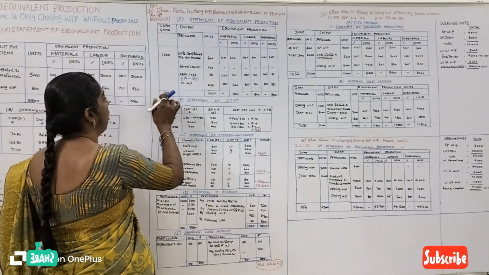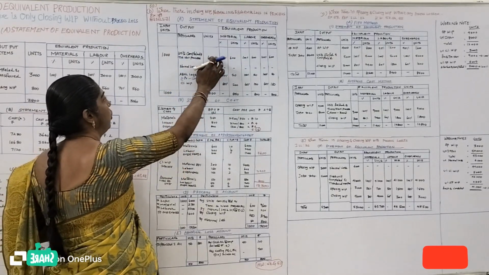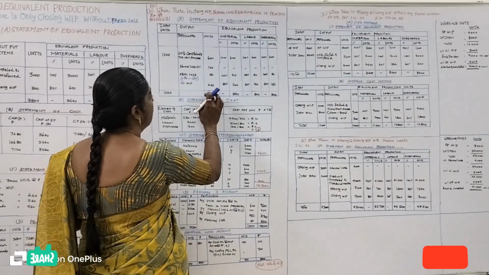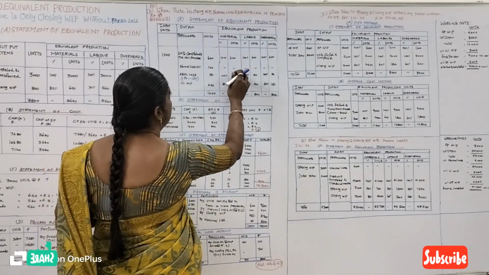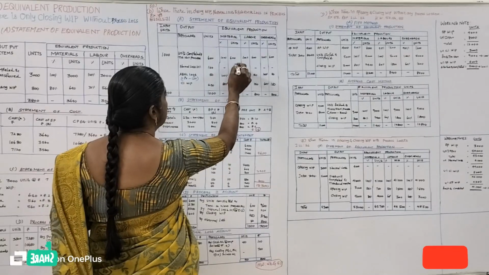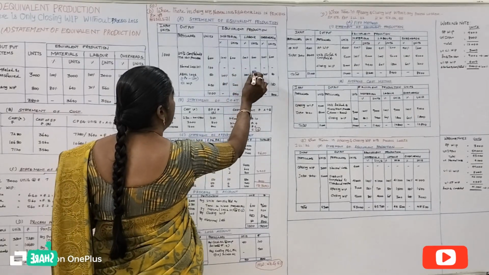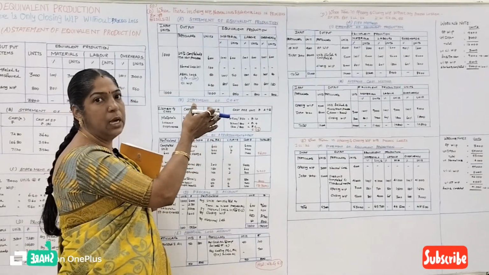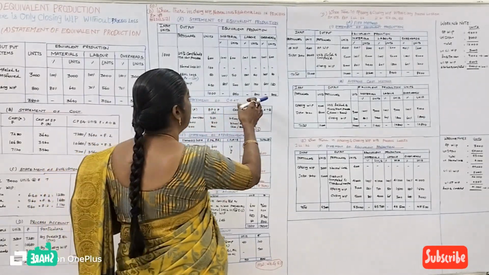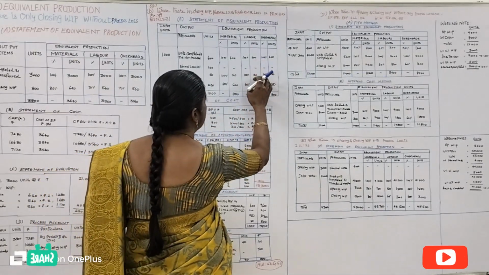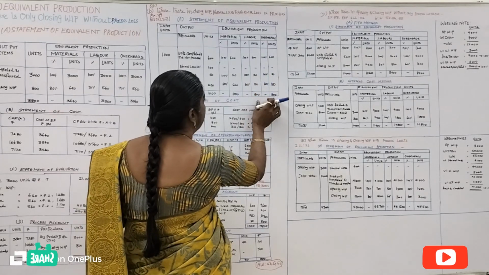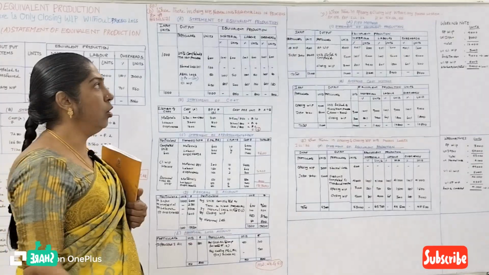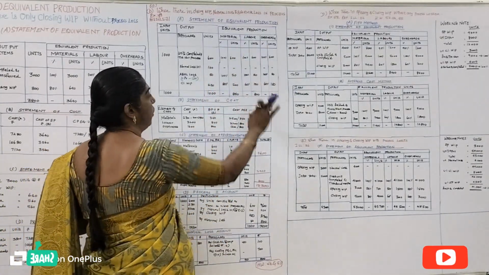In the input unit column we have 1000 units. In the output unit column 600 plus 100 plus 50 plus 250, you get 1000 units. In material, equivalent production is 600 plus 50 plus 200, you get 850. Labor and overhead have the same value because it is called conversion cost. So 600 plus 50 plus 150, you get 800 units in both labor and overheads. So now we have prepared the statement of equivalent production.